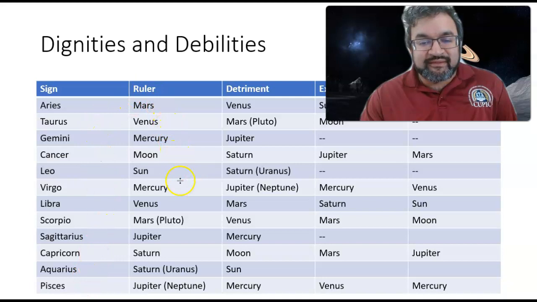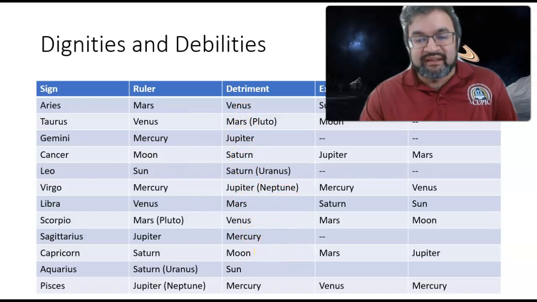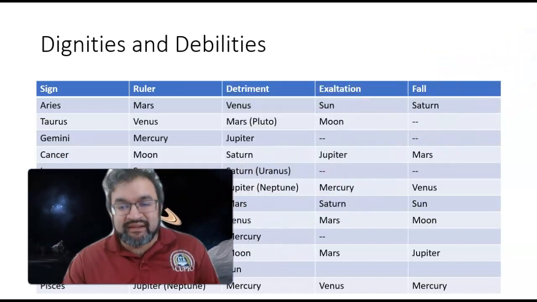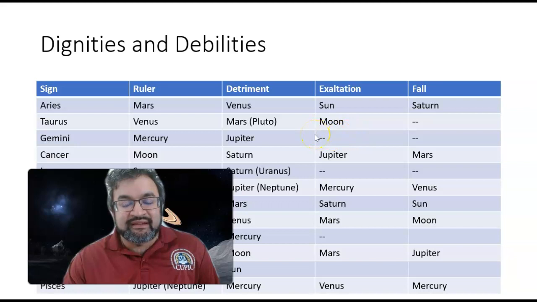Now, rulers, and this is something that I know very well, and it's good to know. And then the detriment is also good to know, and memorize some of this. And then exaltation and fall. When you're looking at all of these different aspects at the same time, then you get a better picture than if you are only looking at sign and ruler or sign and detriment.